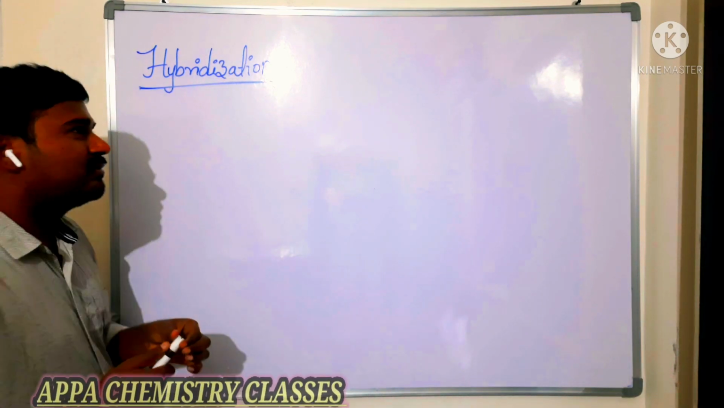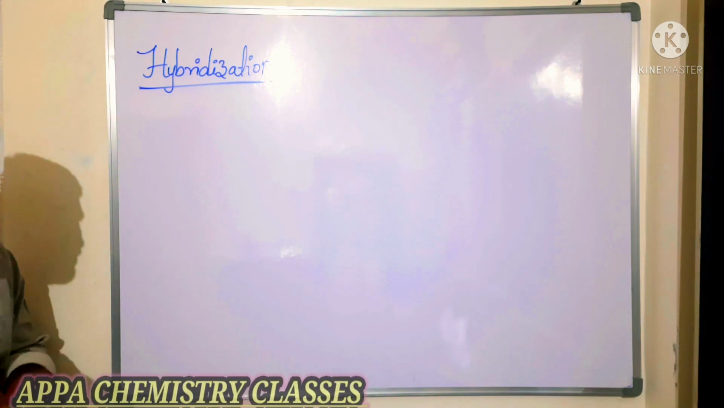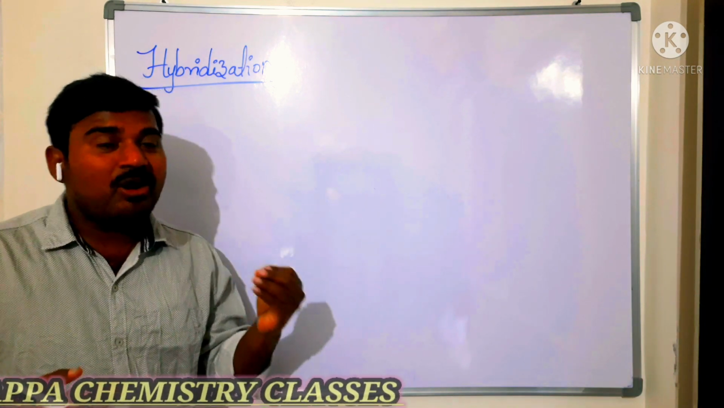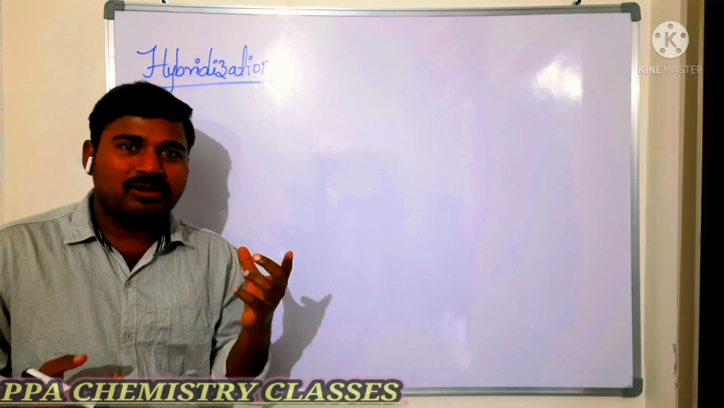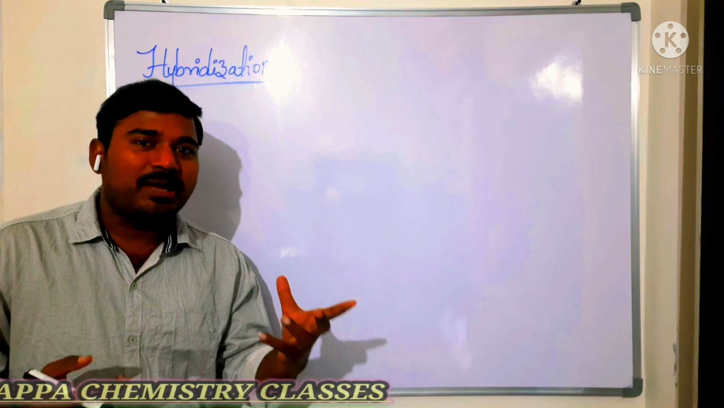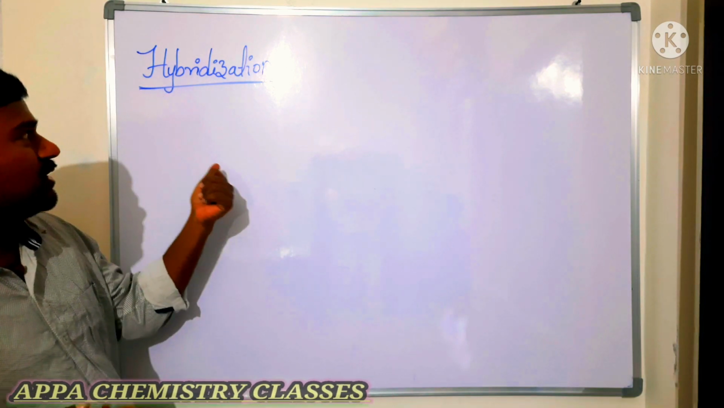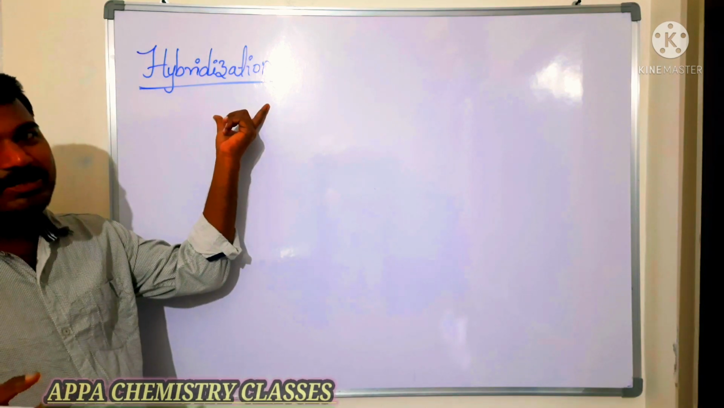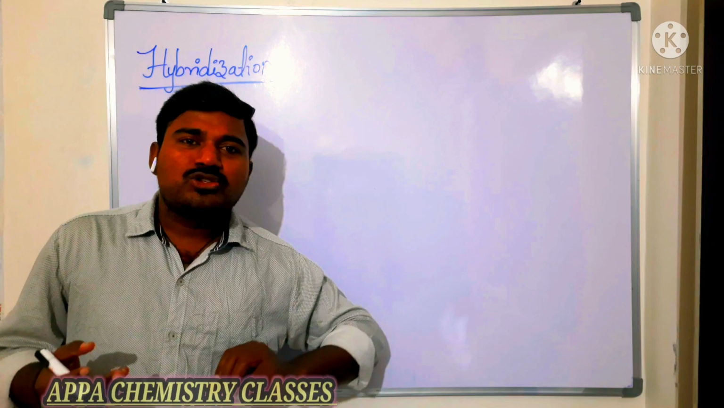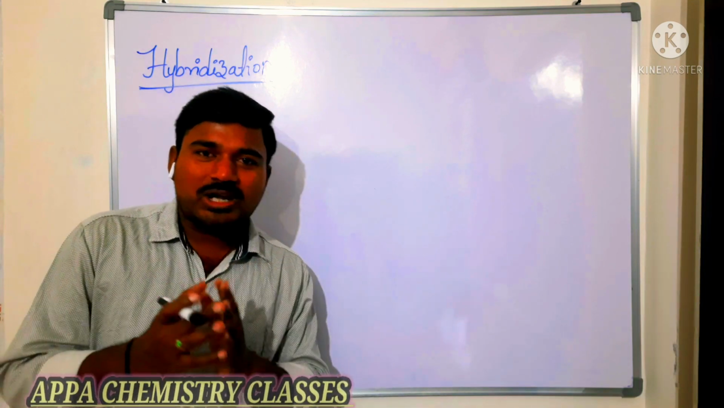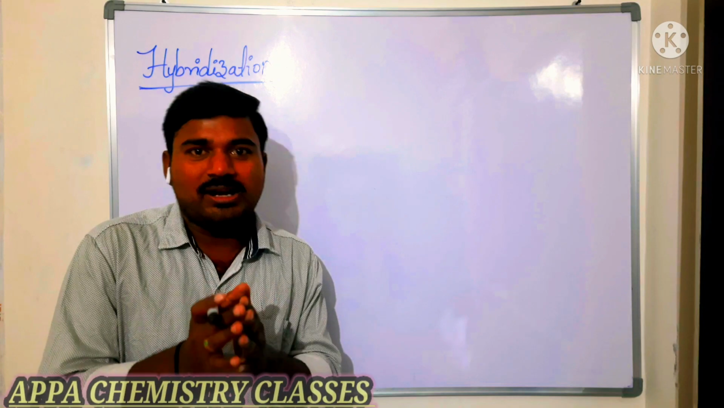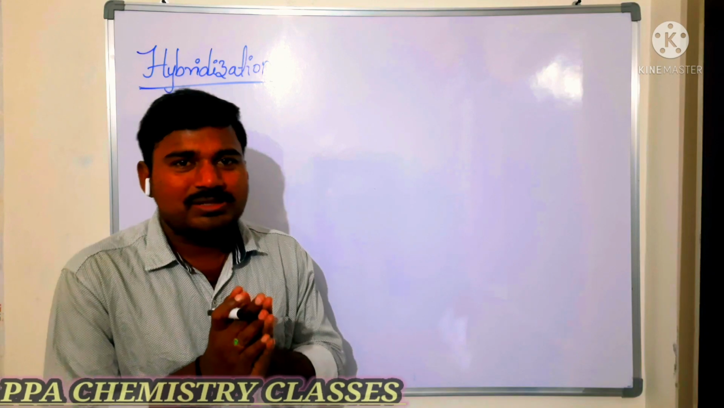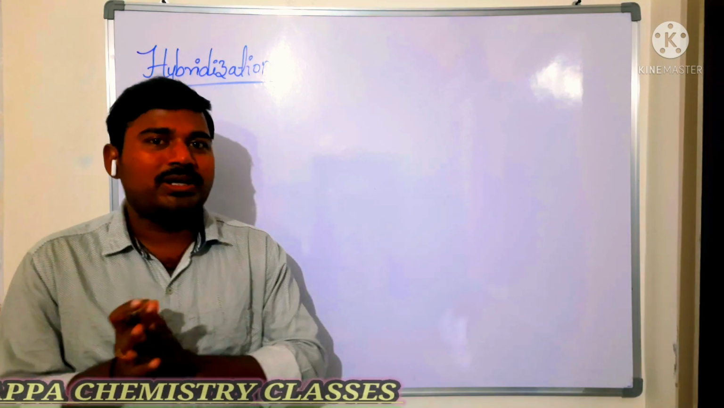Now, hybridization. What does hybridization mean? Once again I am repeating the definition. It is a phenomenon of intermixing of atomic orbitals to get equal energy containing hybrid orbitals. That phenomenon is called hybridization. Is that clear? The atomic orbitals that mix should be of nearly the same energy, not equal, nearly equal. When those atomic orbitals are mixed, equal energy containing hybrid orbitals are obtained.